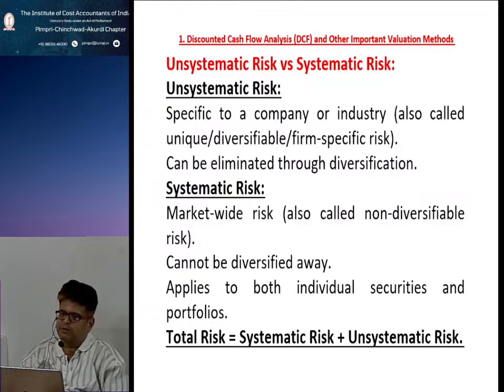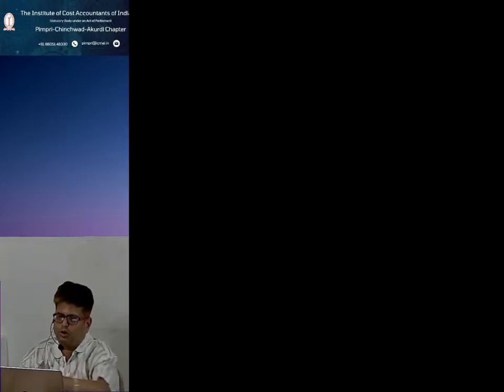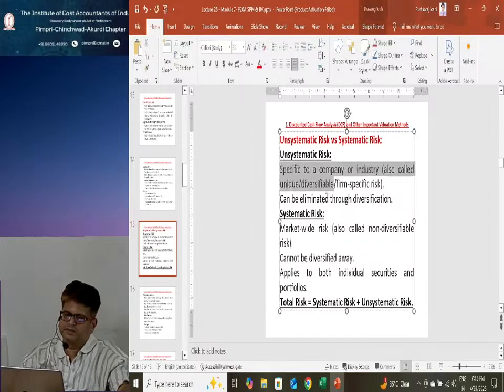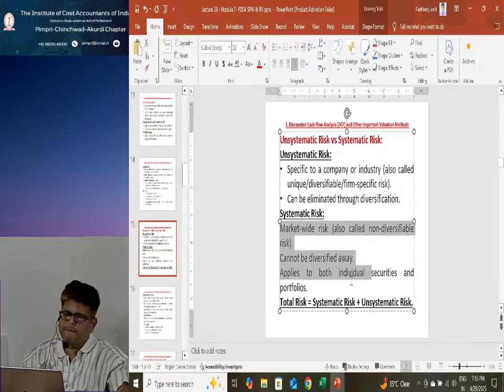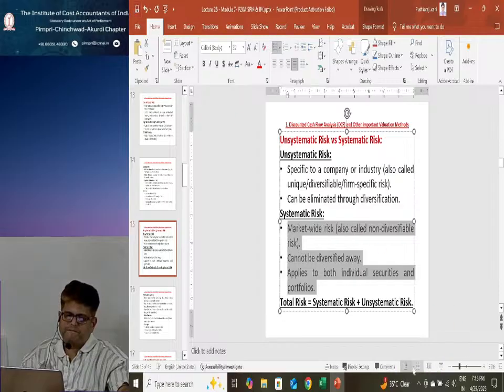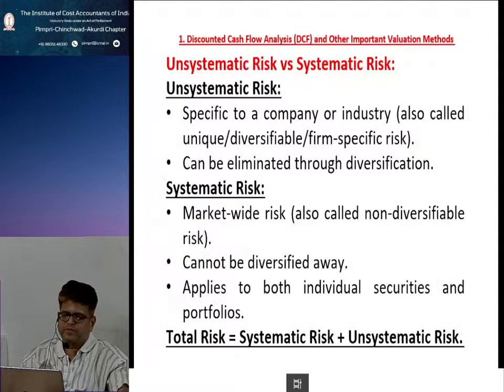Now let's understand the concept of unsystematic risk versus systematic risk. Unsystematic risk is specific to a company or industry, also called unique, diversifiable or firm-specific risk. Unsystematic risk can be eliminated through diversification.